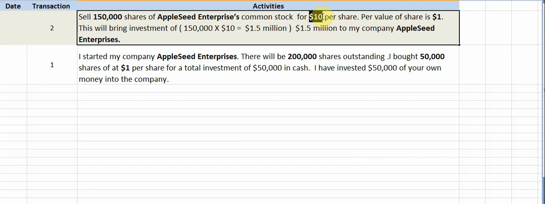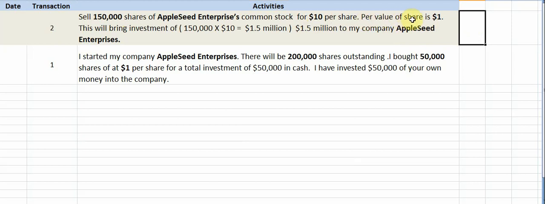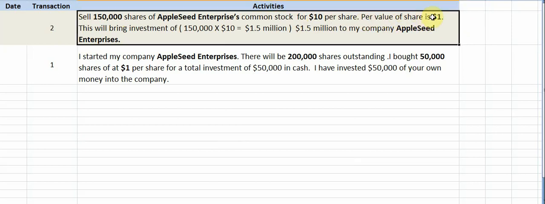$10 is the market value of each share of AppleSeed Enterprise. Here you can see the par value of each share is $1. That means the face value of each share is still $1. Now this will bring an investment of $1.5 million to AppleSeed Enterprise. Here you can see 150,000 shares multiplied by 10, which is $1.5 million.